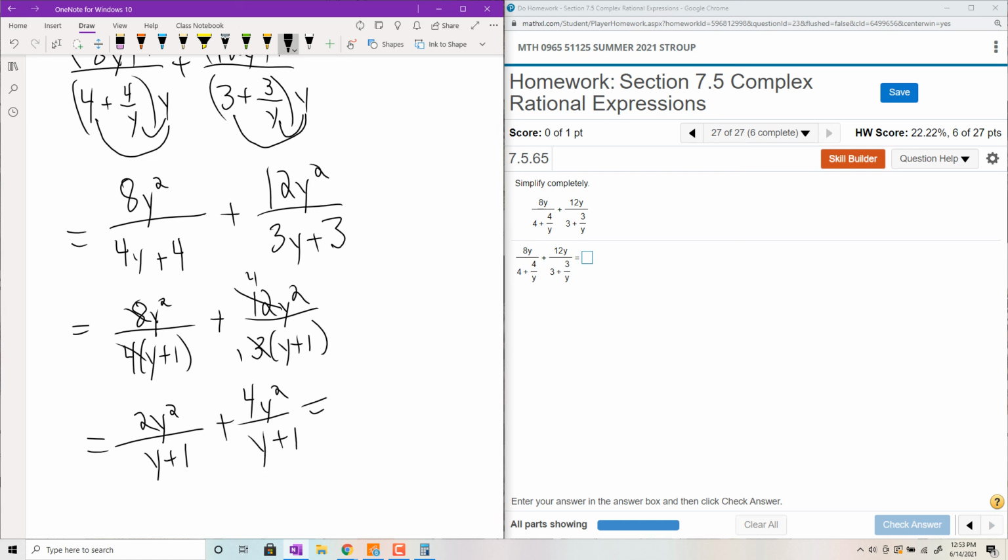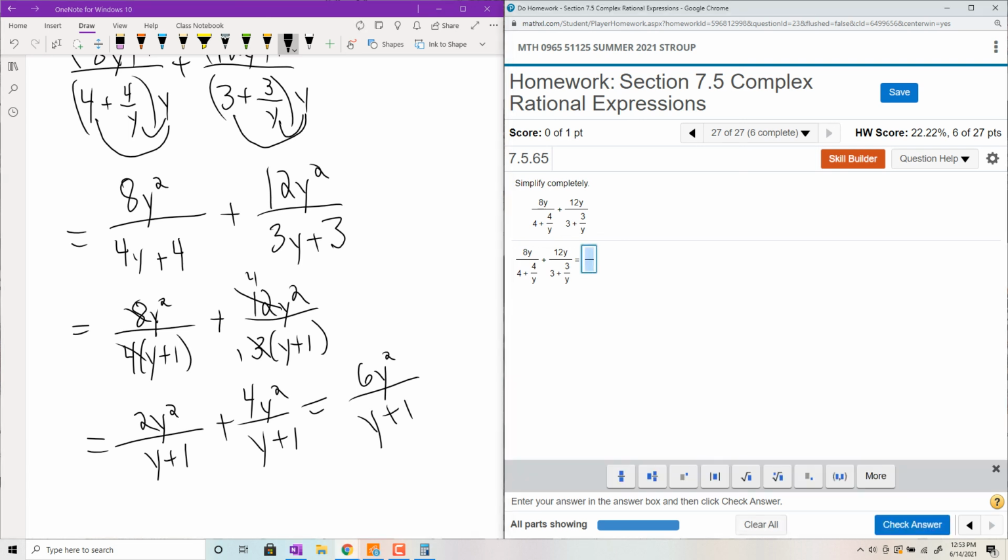And then you automatically got your common denominator. So 2y squared plus 4y squared is 6y squared all over y plus 1. So that problem's not as difficult as it kind of looks.